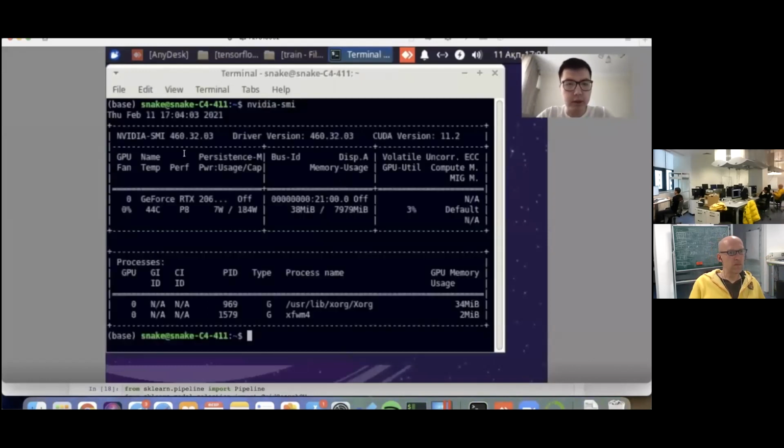As you can see here, I have NVIDIA GeForce RTX 2060, 8 gigabytes.